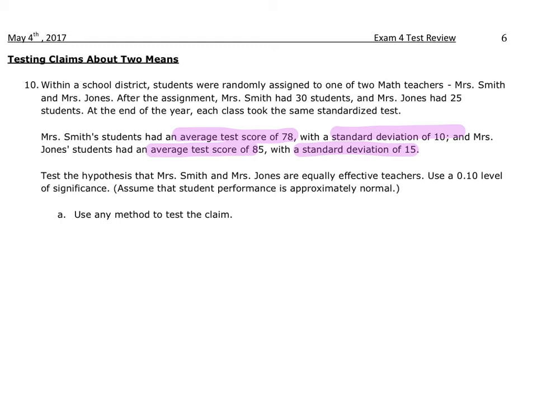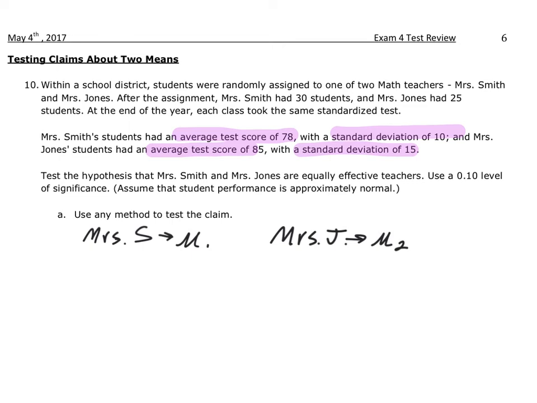So I've got my 2 populations. I'll go ahead and identify that Miss Smith is going to be my first population, and I'll identify her average test scores as mu1. And then I've got Miss Jones and her average test scores. I'll go ahead and identify that as mu2. So these are the global population scores.